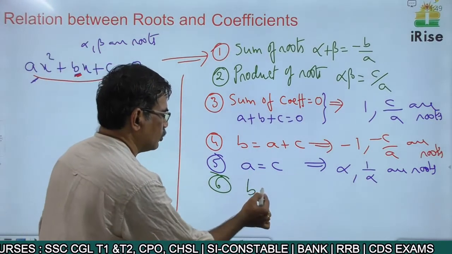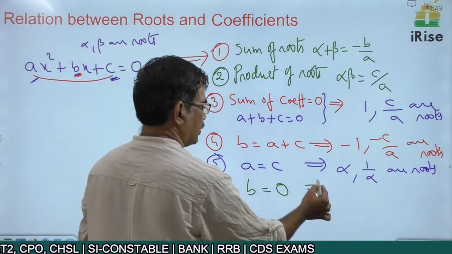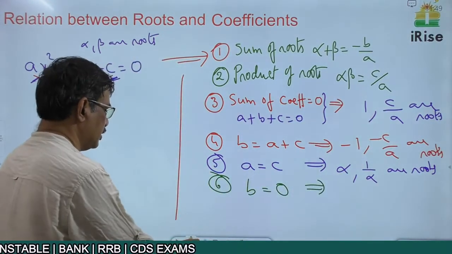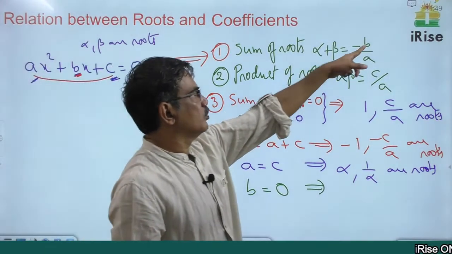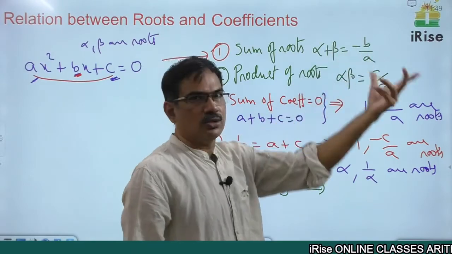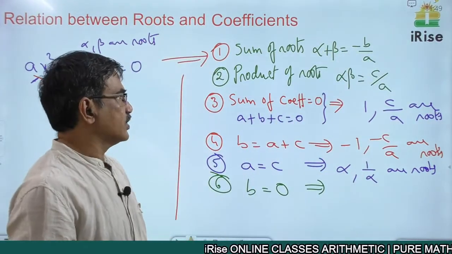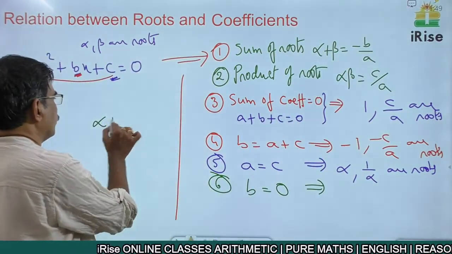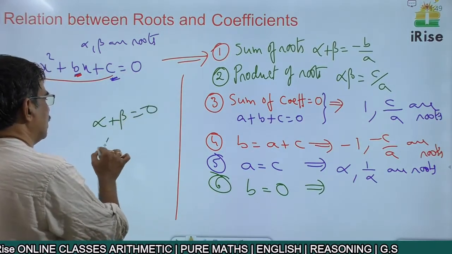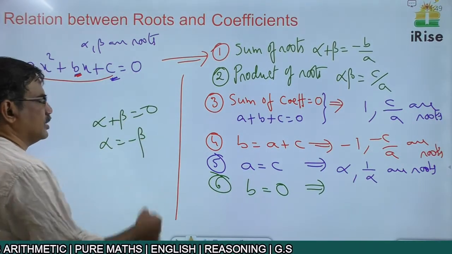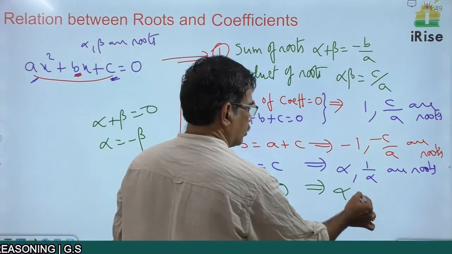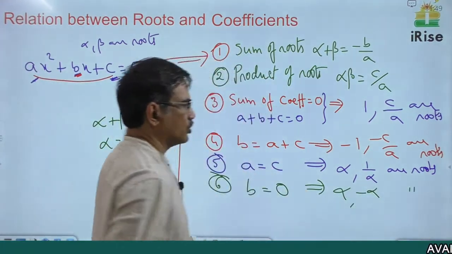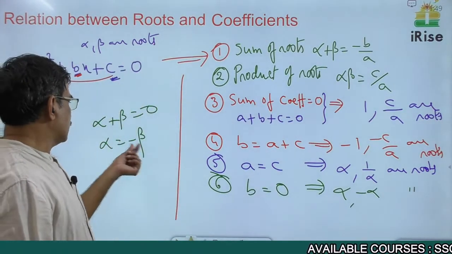If b is equal to 0, condition satisfied. Put b is equal to 0, sum of roots is equal to 0. If sum of roots is equal to 0, then alpha is equal to minus beta, or beta is equal to minus alpha. If one root is alpha, the second root is minus alpha. Beta is nothing but minus alpha.